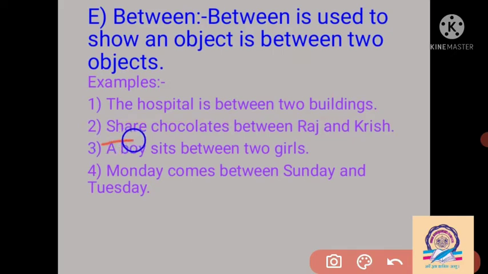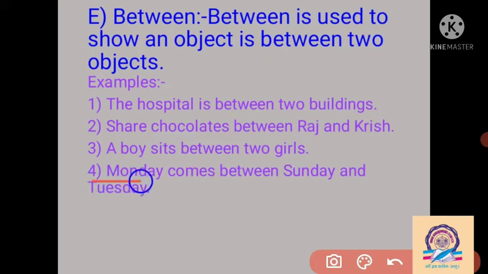Then share chocolate between Raj and Krish. We are talking about Raj and Krish. So between the two, Raj and Krish, we have to share this chocolate. So for two people we have to use between. Then a boy sits between two girls. So here two girls are there, and between the two girls there is one boy sitting. So between two girls we have to use between.